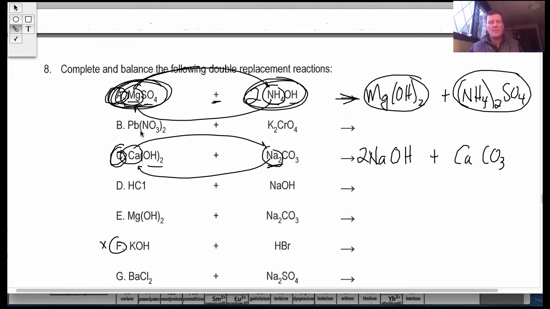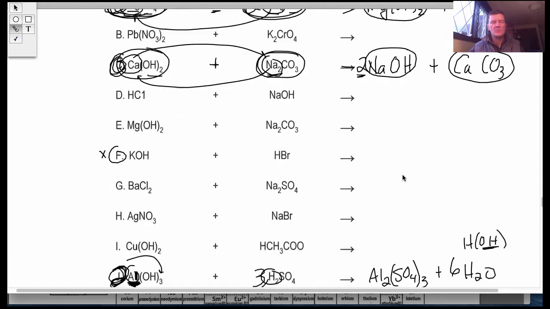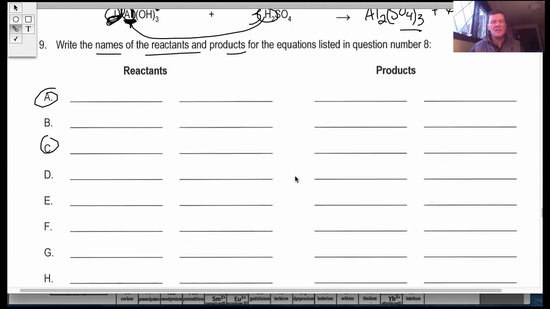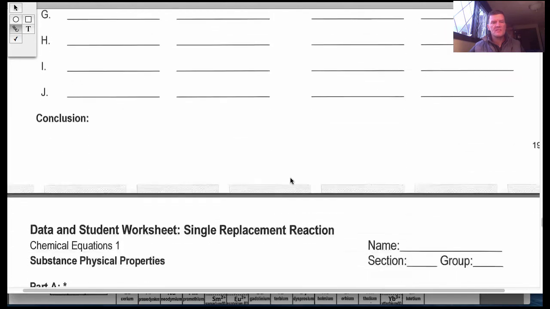sulfate. And then here for C, this is calcium hydroxide and sodium carbonate are going to produce 2 moles of sodium hydroxide and 1 mole of the calcium carbonate. Okay? So we just have to get used to saying the names in addition to writing the formulas. So that's enough for that one there.